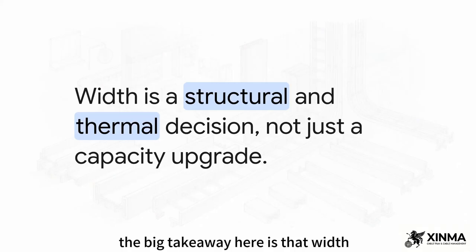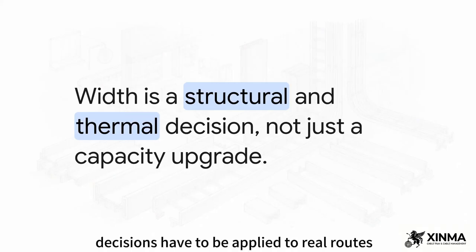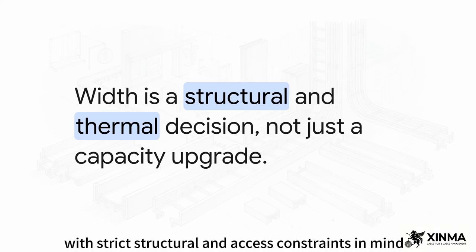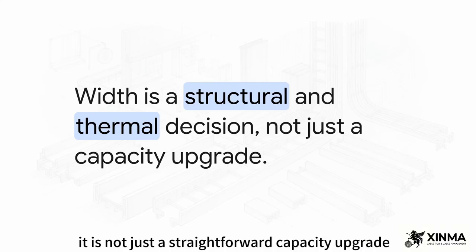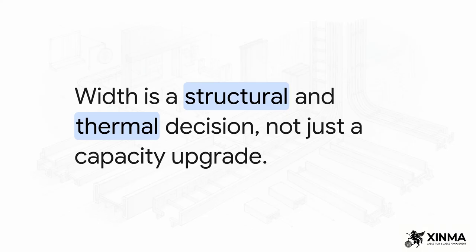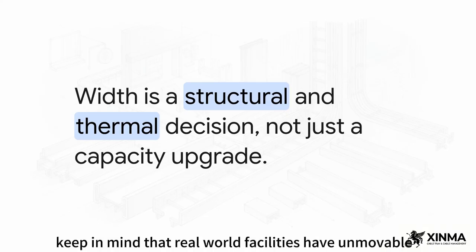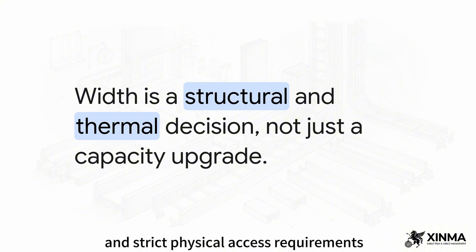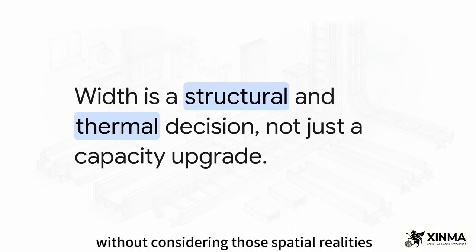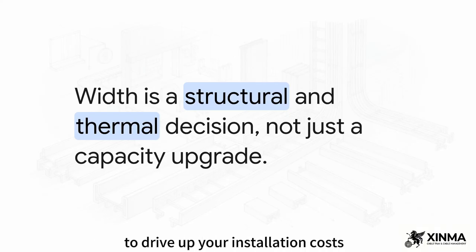The big takeaway here is that width decisions have to be applied to real routes with strict structural and access constraints in mind. Width is a structural and thermal decision, period. It is not just a straightforward capacity upgrade. When you're reviewing purchase orders or tender documents, keep in mind that real-world facilities have unmovable HVAC constraints and strict physical access requirements. Opting for a wider tray without considering those spatial realities is basically a guaranteed way to drive up your installation costs and trigger mid-project redesigns.